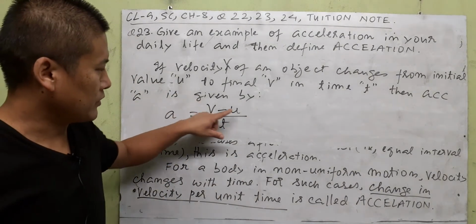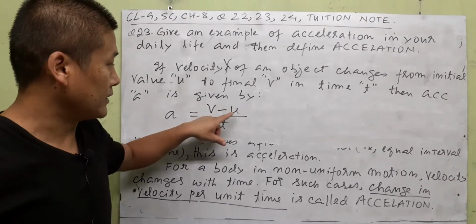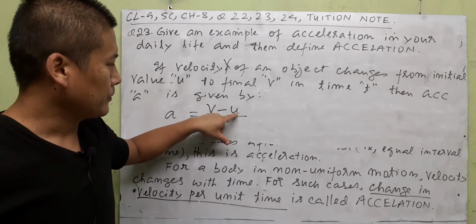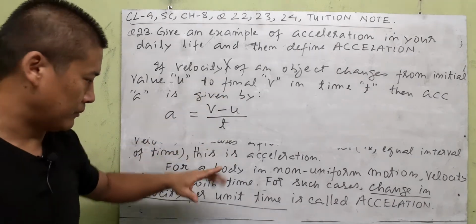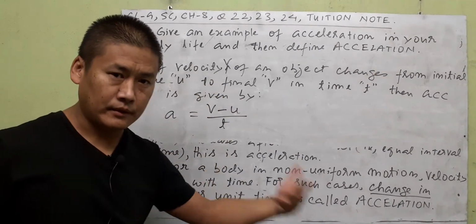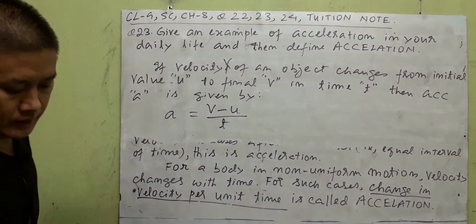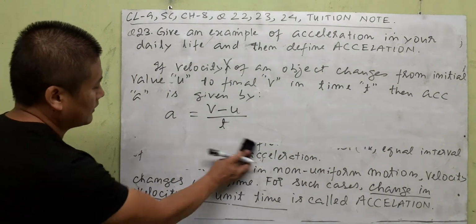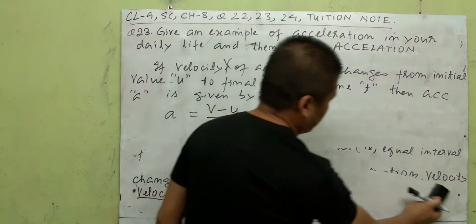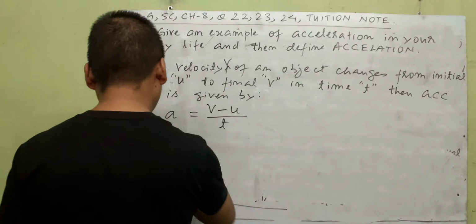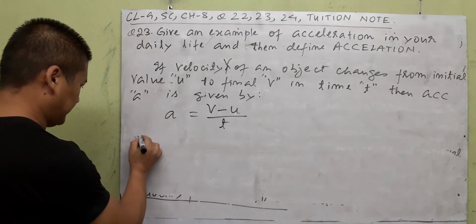Change in v minus u means change in velocity. Final minus initial velocity is called change in velocity, divided by time, because per unit time means divided by time. Okay, so let us write it down. So just a side note here, put an asterisk mark because you need to know this.